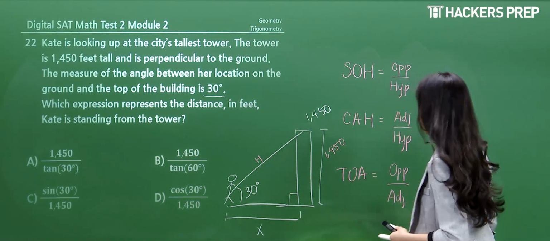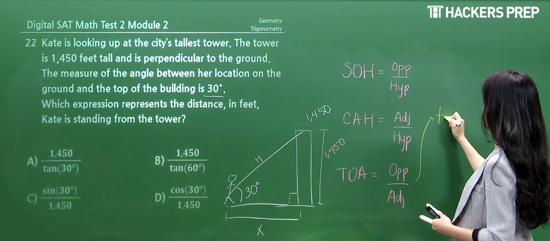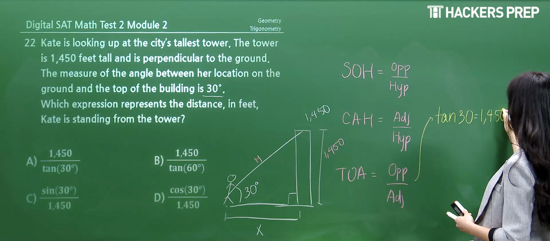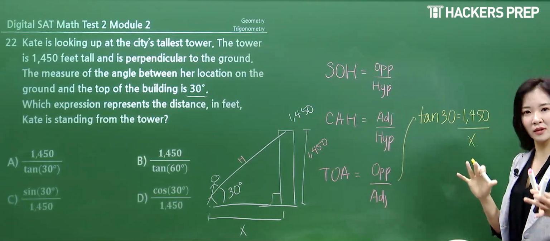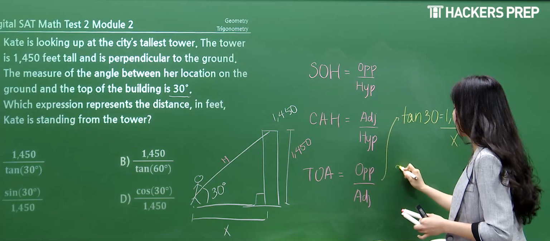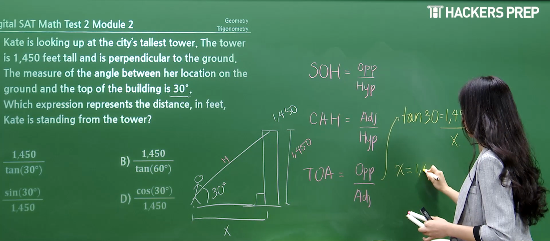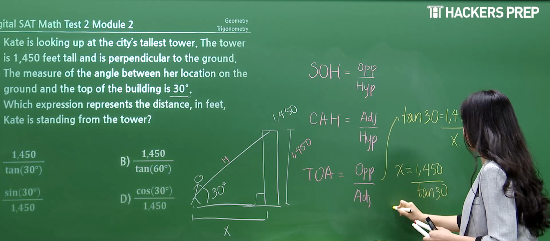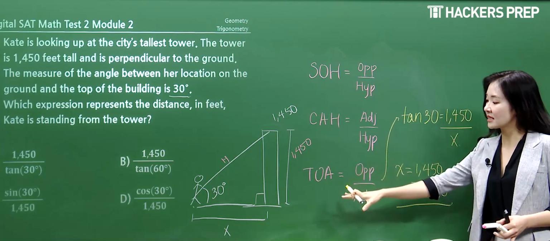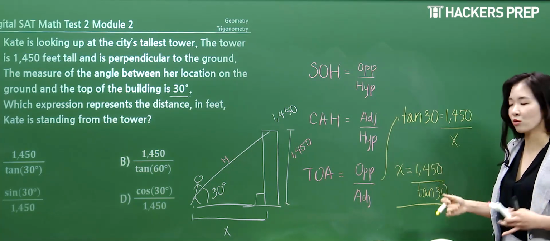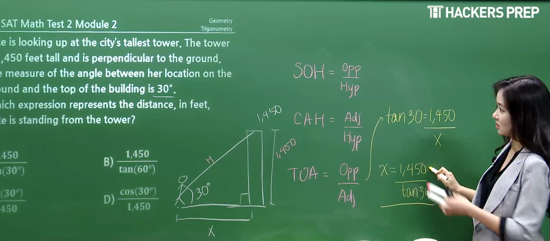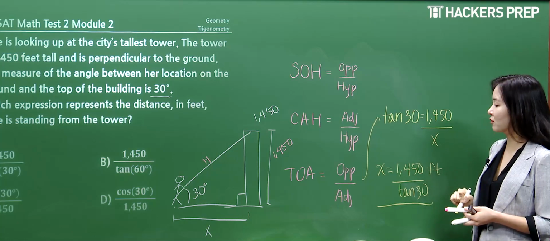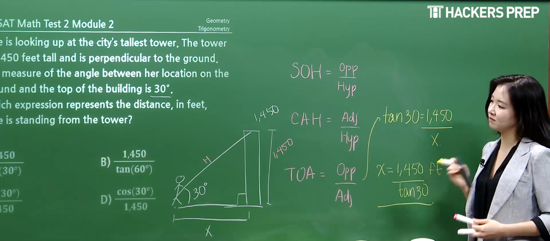So let's see if I can express that. And a little bit of rearrangement around the given formula. There we have it. So this segment x, using one of these three equations, is going to equal the height of the building, which is 1,450 feet, over tangent of 30 degrees that's given. So the answer is going to be A.